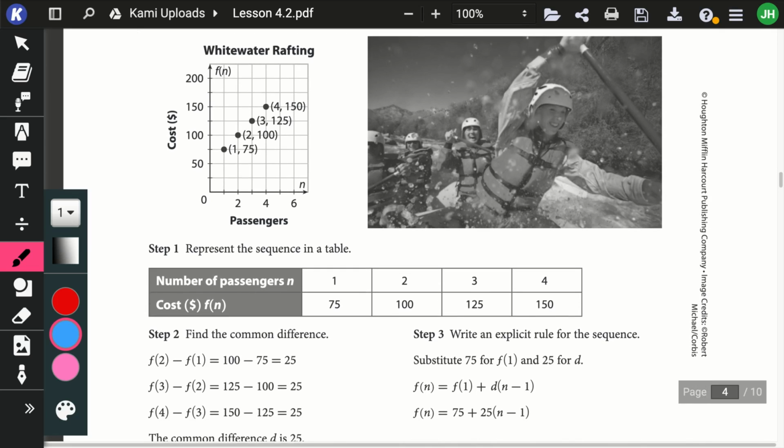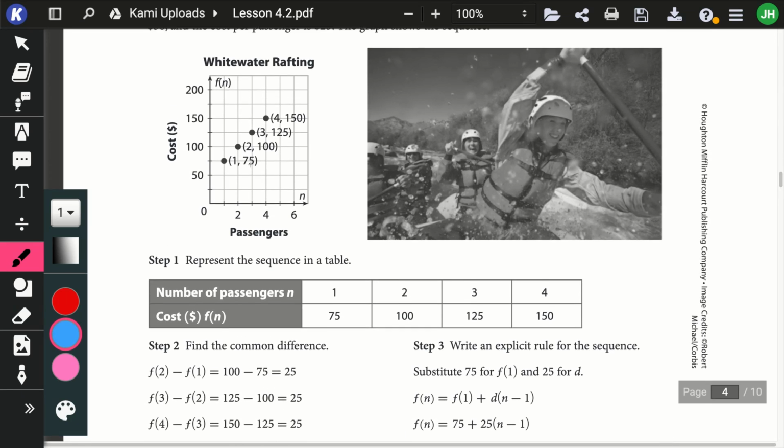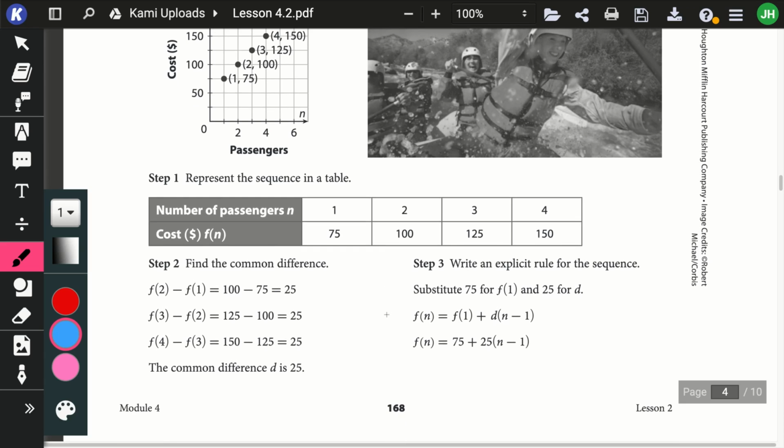So let's look at this. You can represent it in a graph, you can represent it in a table. 1 is $75, 2 is 100, etc. So step 1 is represent the sequence in a table. When you are given a graph, let's put it in a table. Number of passengers and cost: 1, 2, 3, 4 and 75, 100, 125, 150. Step 2, find the common difference, right? 100 minus 75 is 25, 25, 25. The common difference, d, is 25.